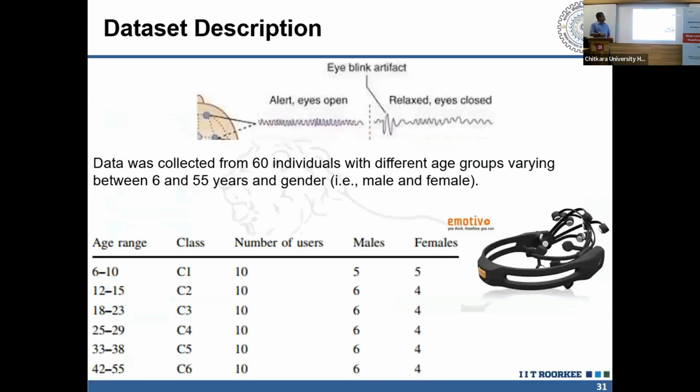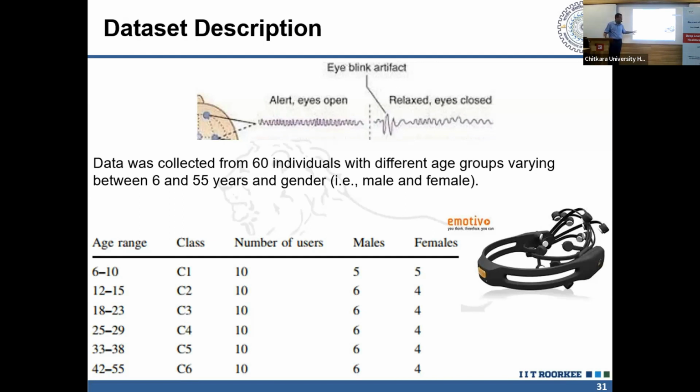In this experiment, we had 60 individuals from 6 to 55 years, from different ages and different genders. These are the distributions of those data, with 6 to 10 and other different groups. You might see smartphones now where, when you try to capture a photo, it says what age you look like, 23 or 27. Similarly, from EEG you will be able to understand whether the person is in the 6 to 10 age group, the 12 to 15 age group, something like that.